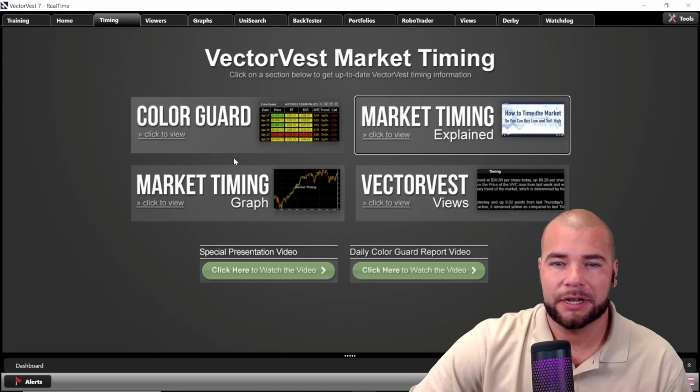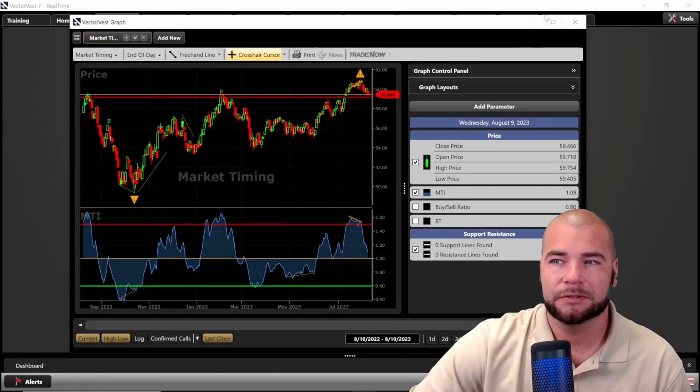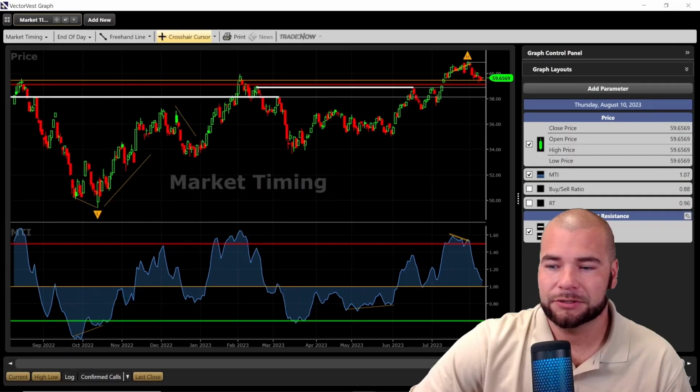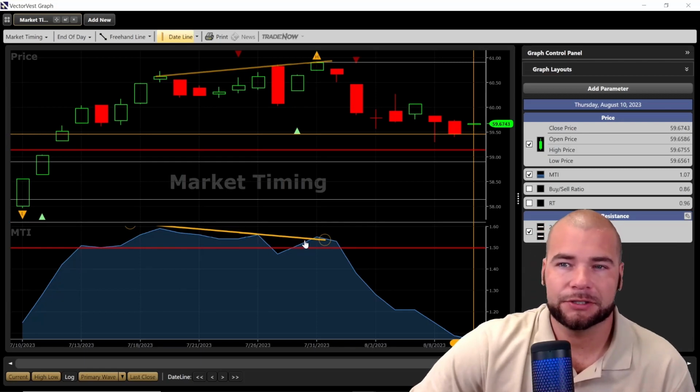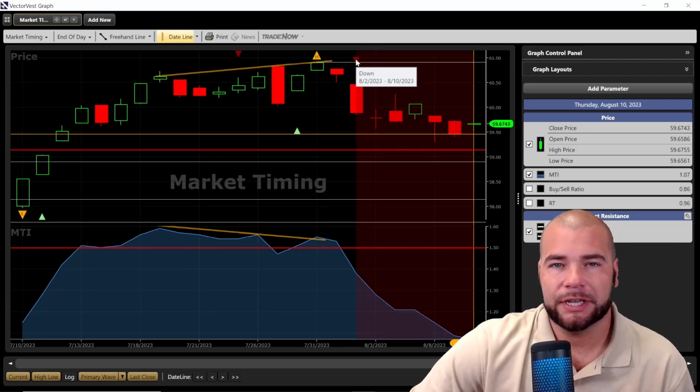So I'm going to click on the timing tab, select market timing graph, and let's zoom into the last 1 month. All right, now that we have a better visual, we can see the price action from this time frame trending higher, while the MTI was trending lower, giving us that bearish divergence. In addition, the primary wave was given on August 2nd, 2023, confirming that price action to the downside.